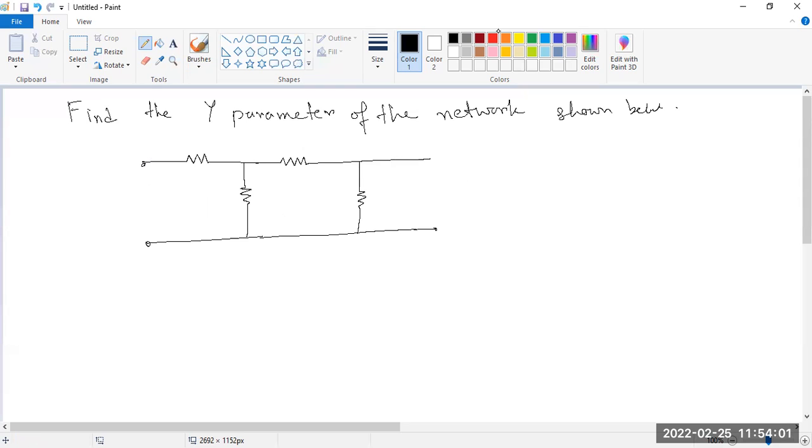The values are 1 ohm, 2 ohm, 2 ohm, and now this is 4 ohm. You can see that is I2, B dash, that is the output voltage, and that is V1, the input voltage, at A dash. Okay, so the solution is that.